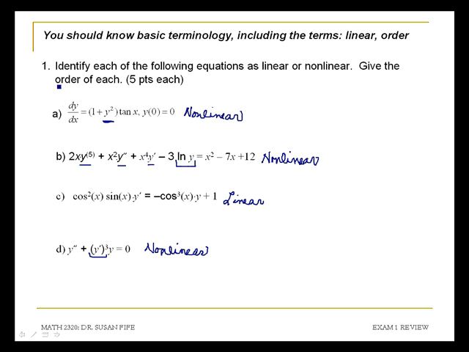Now let's go back and look at the order. The order is talking about the derivative, and it's the highest derivative in the equation. On A, we have a first derivative term, and so this is first order. On B, we have a fifth derivative term, a second derivative term, a first derivative term, then a y term. The highest derivative is the fifth. This is a fifth order ODE.